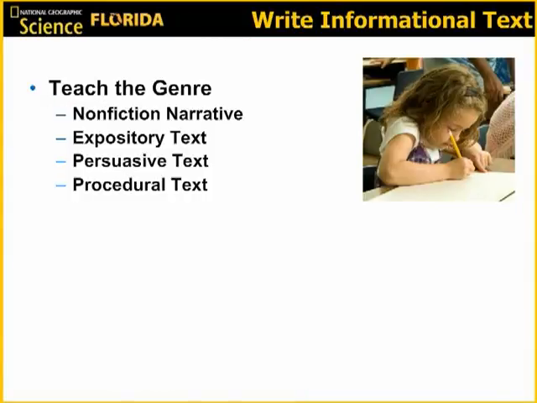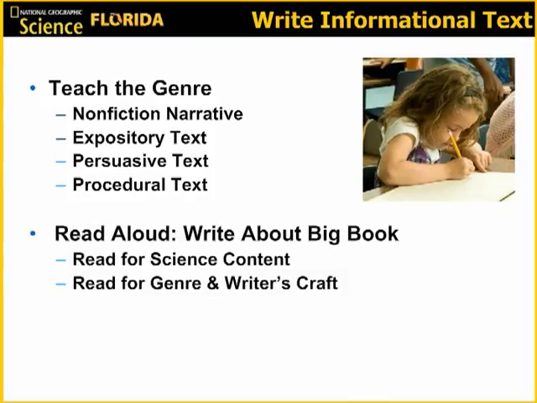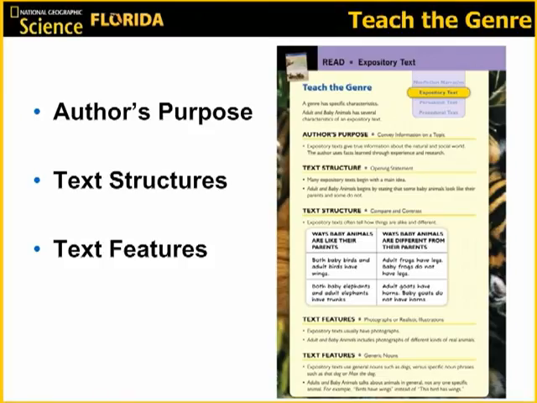We'll begin with the writing instruction. First, students will learn about the genre of writing they will be doing. This will be either nonfiction narrative, expository, persuasive, or procedural. Then, using the Write About Big Book as you read aloud, you'll do a first reading focusing on science content and a second reading focusing on the genre and writer's craft. After the readings, students will work on their writing projects. In teaching the genre, you'll cover the author's purpose, one or two text structures, and a text feature.